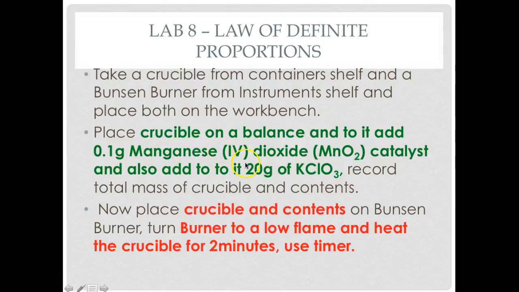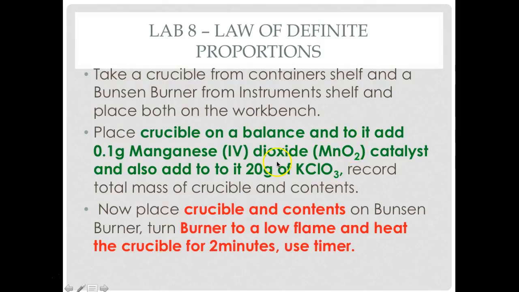So manganese dioxide. This is a catalyst. It'll help to speed up the reaction, all right. Just heat alone may not be enough to break this down. With the help of the catalyst, it's going to go a lot faster. So you're going to add 0.1 grams of the catalyst, and then weigh that crucible, all right. So it will be the crucible plus that catalyst.